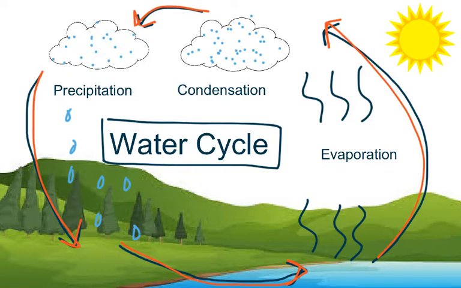So remember, the word cycle means like a circle. So our water cycle is a circle that's happening with our water over and over again, from evaporation to condensation to precipitation, then back to evaporation, over and over again.